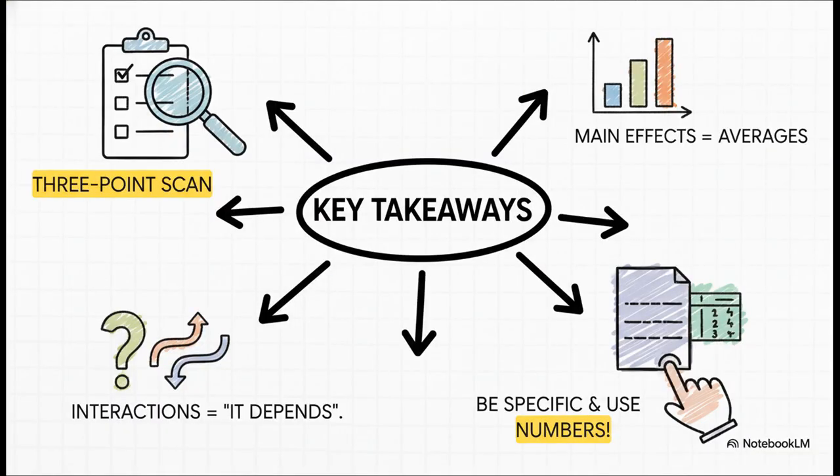So let's just boil this all down into the key takeaways for your next exam. Number 1, always run the full 3-point scan. Don't skip a step. 2, main effects are all about the overall averages. Simple as that. 3, interactions are always about that it depends relationship. 4, use the writing templates. They are your best friend, I'm telling you. And finally, number 5, be specific. Use the actual numbers from the graph or table to back up your story.